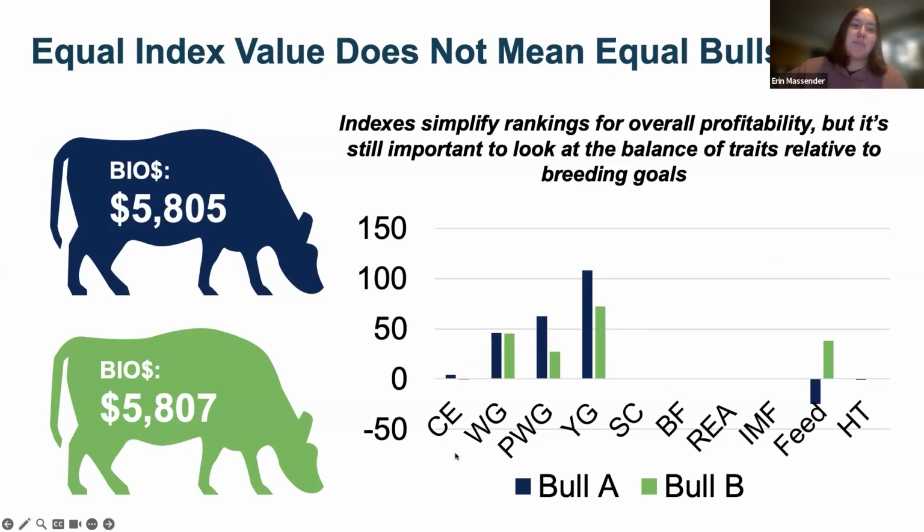While an index does simplify selection decisions to one single value, it is important to consider it as a first stage selection. So narrow down your list to maybe your top 3 or top 5 bulls, and then look at some specific EPDs for traits that you're trying to improve in your herd to make sure that the bull is strong in those traits.